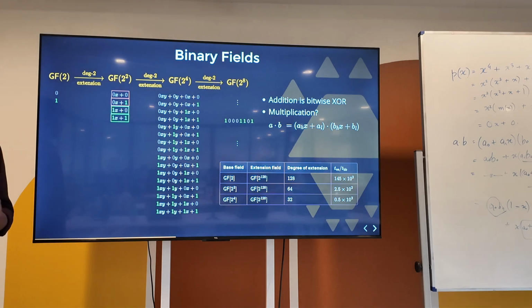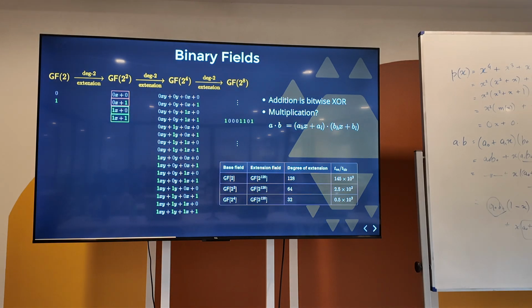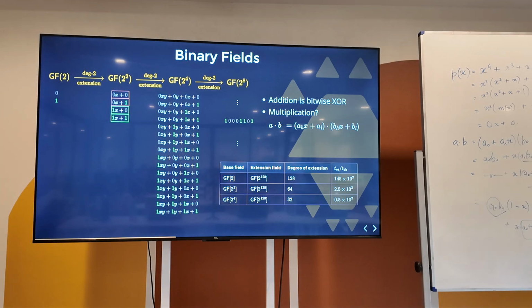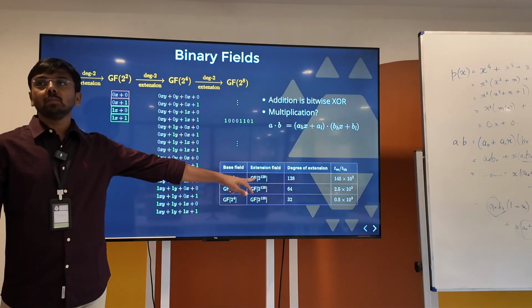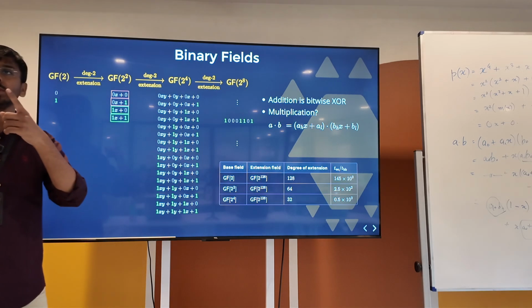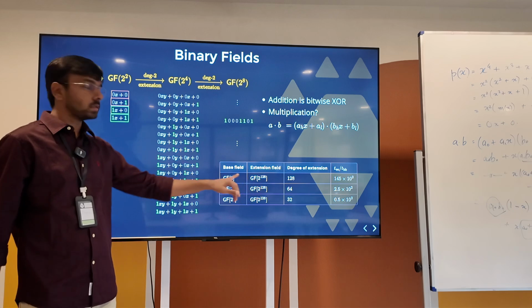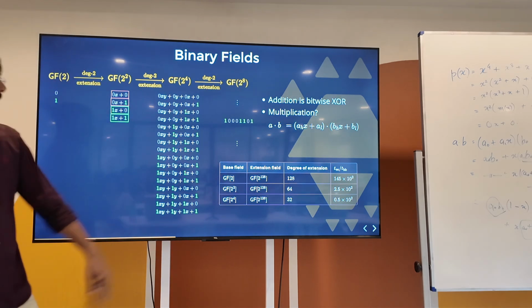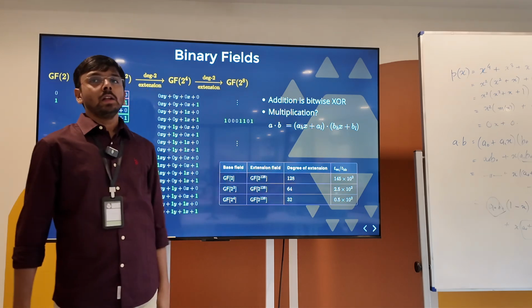Just to give you a ballpark of the comparison, let's say the base field is just 1 bit, GF2, and we take the extension field GF2 to the power 128. So elements in this field are 128-bit numbers, and elements in the base field are just 1-bit numbers. So this is a degree 128 extension. Yeah, degree of extension, exactly.